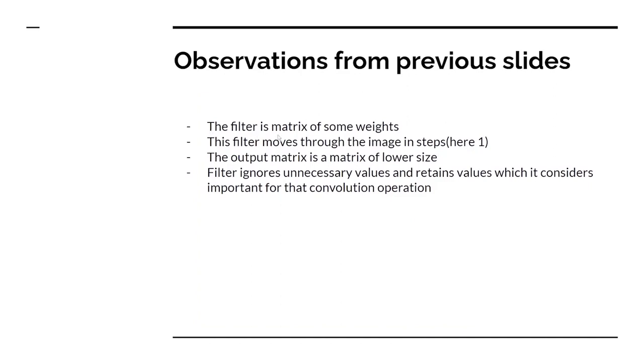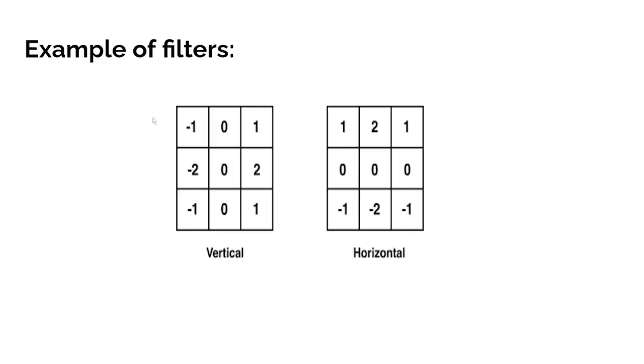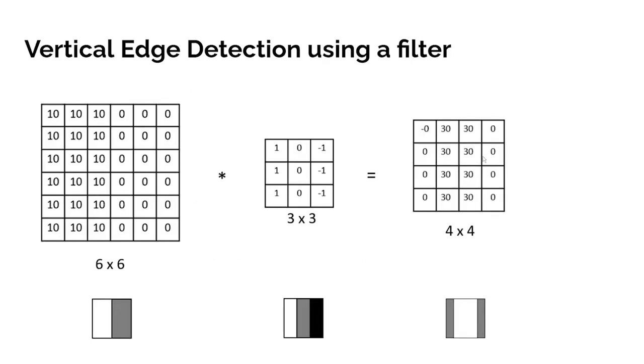So we saw the filter had some values, or some weights. The filter moved throughout the image in steps. In the previous two slides, the step size was one. The output which you got was of the same size or a lower size. What the filter actually does is enhance the feature it wants, and ignore the less important features. For example, this is a vertical filter. This would enhance the vertical lines if there's a vertical line. This is a horizontal filter, which would enhance the horizontal lines.